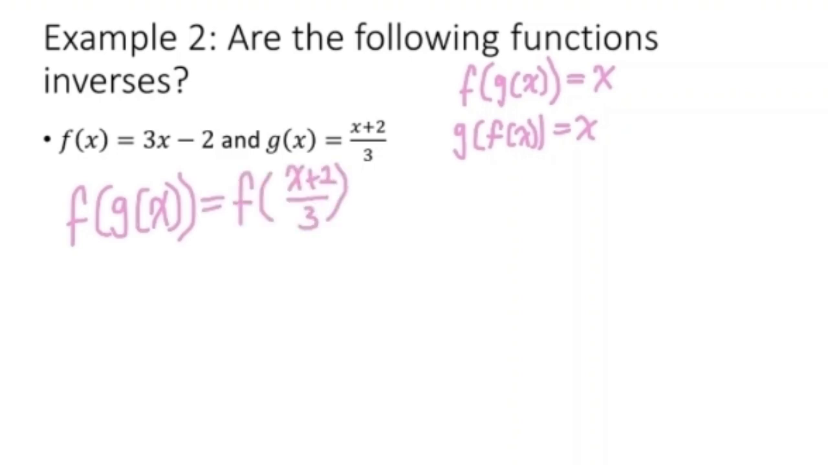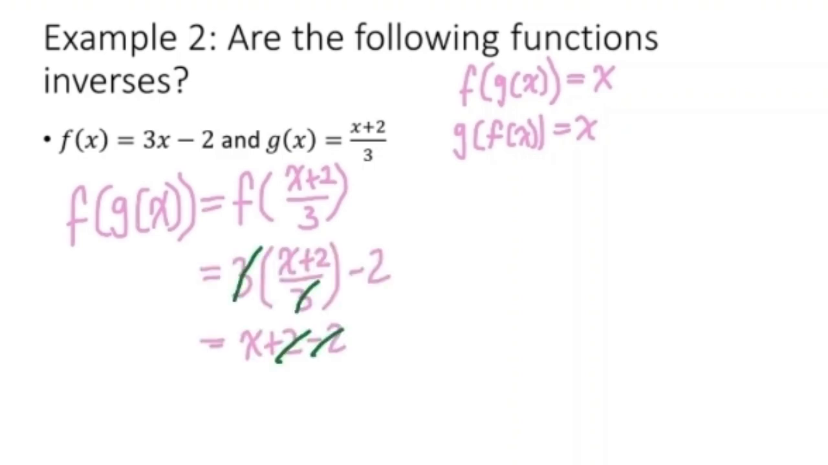g of x is x plus 2 over 3, which means everywhere I see x in my function f of x, I'm going to replace it with x plus 2 over 3. Now we can see some cancellation occur. The 3's will cancel first, then the 2's will cancel, leaving us with x. So f composite g does give us x, but that's not enough yet to conclude that they are inverse functions.